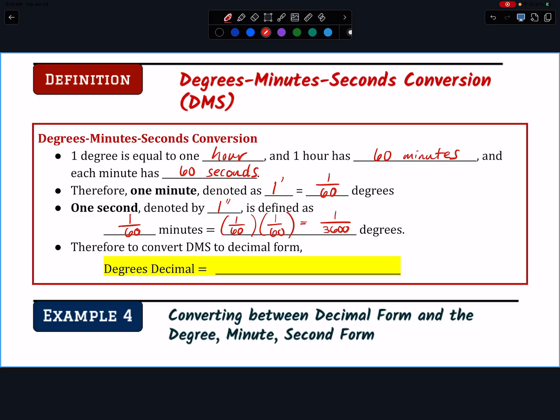So in order to convert a measure into degrees, minutes, seconds, you do degrees plus the number of minutes divided by 60 plus the number of seconds divided by 3,600.